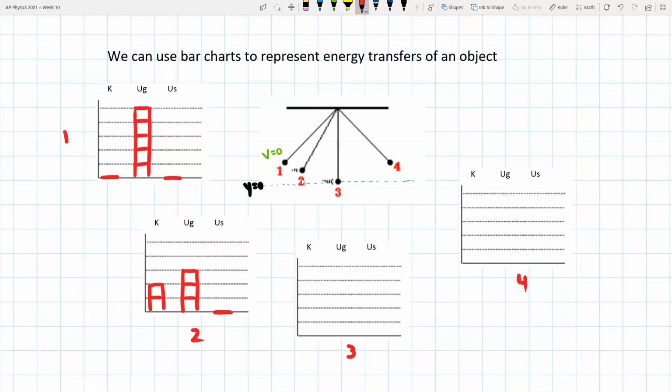Now at 3, it is at its lowest point. It has a height of 0, so there is no gravitational potential energy. Remember, at the bottom of this swing, it's going to be moving the fastest.